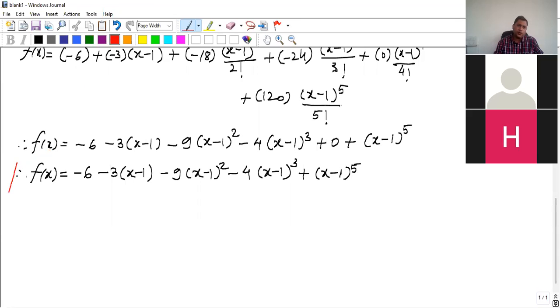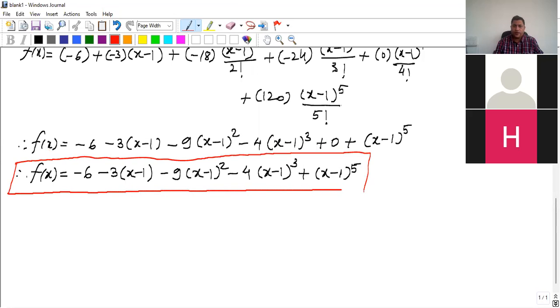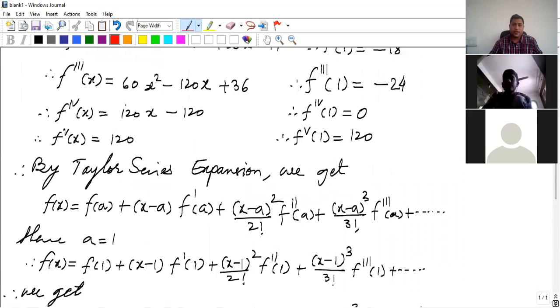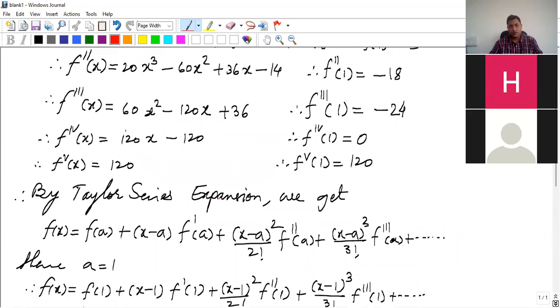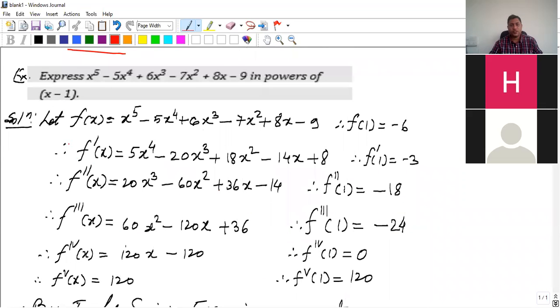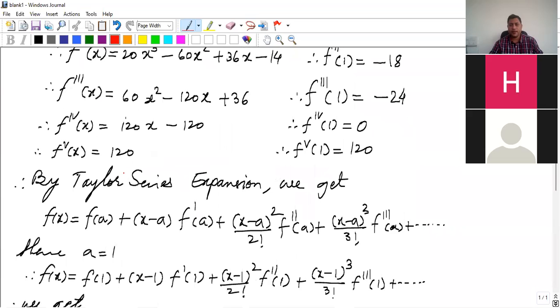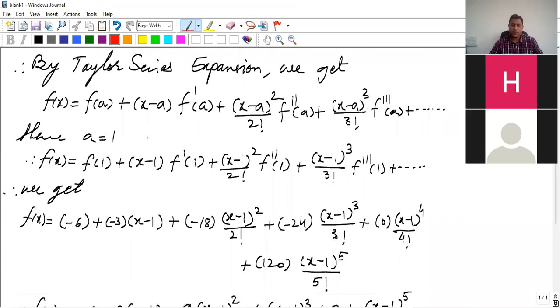And this is going to be the required expression, or this is how we are able to express the given function in terms of x minus 1 using the Taylor series expansion. So what we did here, we have used the Taylor series expansion to express the function in powers of x minus 1. Okay. So is there any doubt in this question?